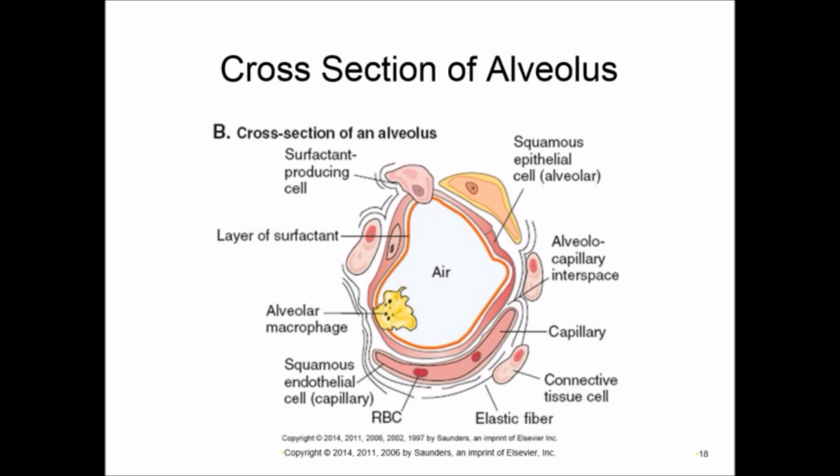What's the function of the surfactant, if you have it in the alveolus? For lubrication. To keep the alveoli open. Okay? It decreases the surface tension of the alveoli and keeps it open. If we don't have it, the alveoli will collapse. So there is a layer of surfactant here that's lining the whole alveolus to keep it open, and this is released from the surfactant producing cells.